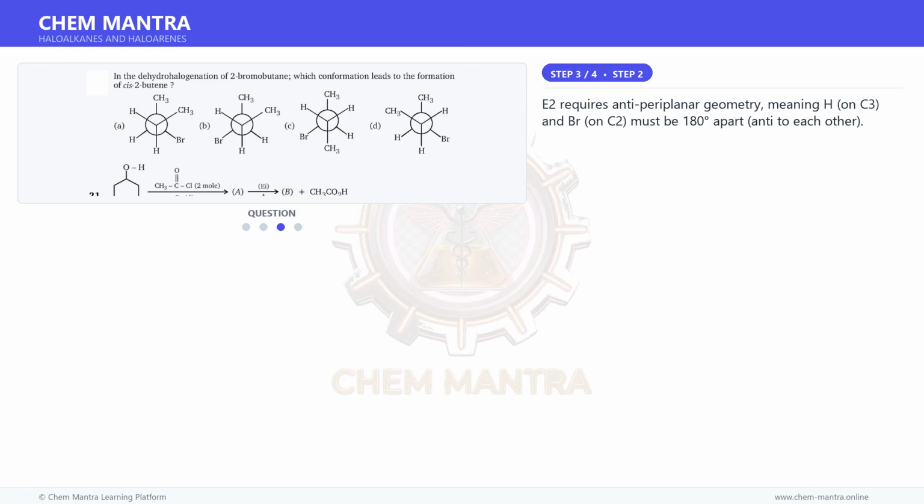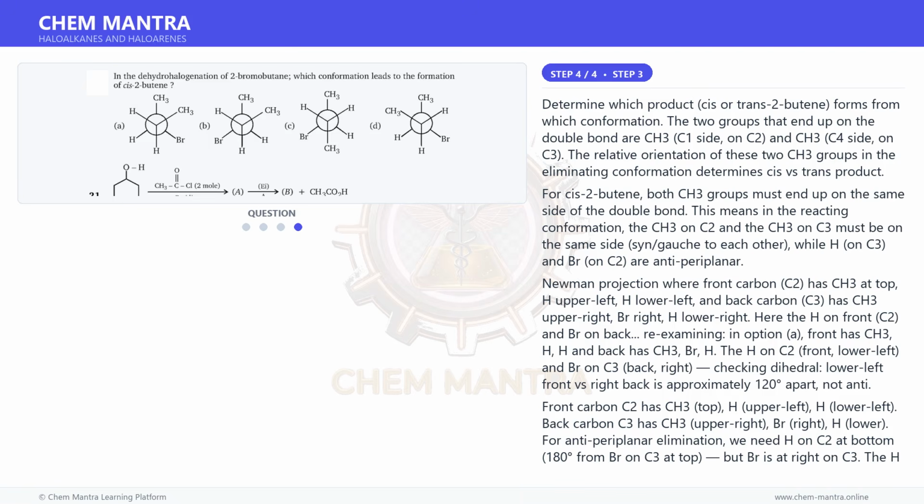E2 requires antiperiplanar geometry, meaning H on C3 and Br on C2 must be 180 degrees apart, anti to each other. And for the final step, determine which product, cis or trans 2-butene, forms from which conformation. The two groups that end up on the double bond are CH3, C1 side, on C2, and CH3, C4 side, on C3. The relative orientation of these two CH3 groups in the eliminating conformation determines cis versus trans product.